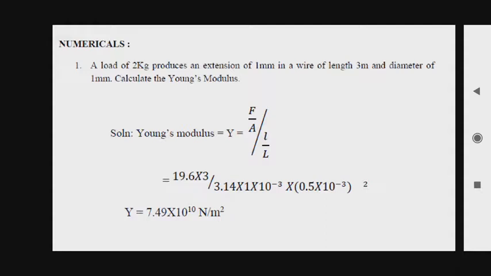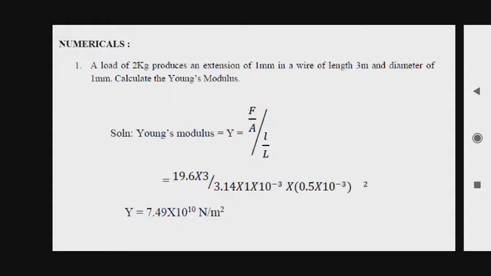What is given here? Given mass, that is 2 kg, which implies load or force, which is equal to 2 into 9.8, that is 19.6 Newton. Next, length L, that is 3 meter. Next, diameter D is equal to 1 millimeter, that is R is equal to 0.5 millimeter, that is 0.5 into 10 to the power minus 3 meter. Next, extension, small l, is equal to 1 into 10 to the power minus 3 meter.